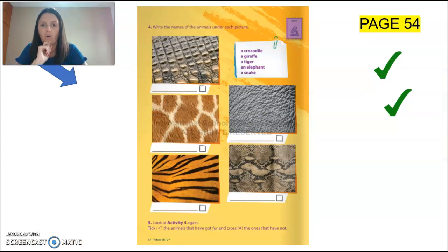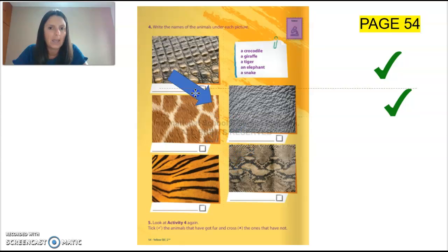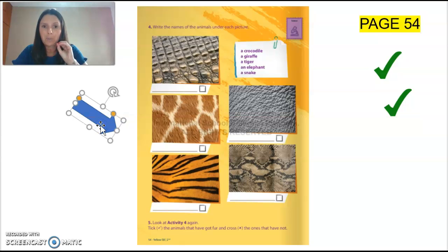On page 54, take a look here. Crocodile, giraffe, tiger, elephant, and snake. You have to write the name of the animal. Vai escrever o nome do animal que essa picture representa. Nesses quadradinhos, você vai assinalar apenas two animals que possuem fur, ok? Que o corpinho é coberto por fur.